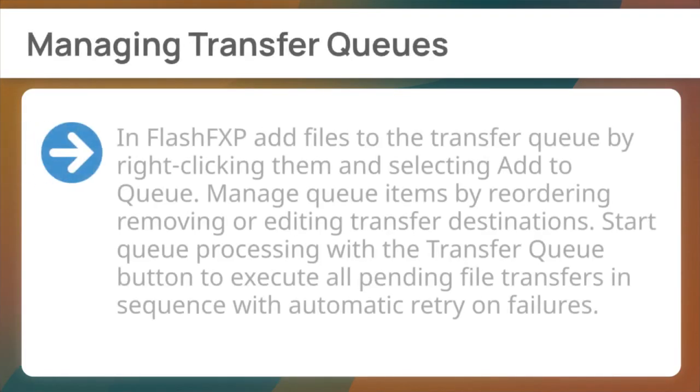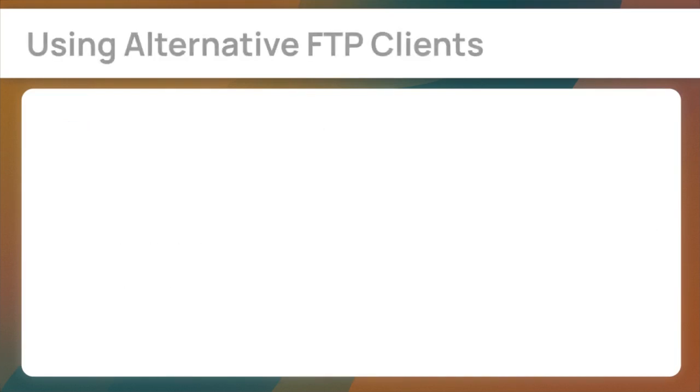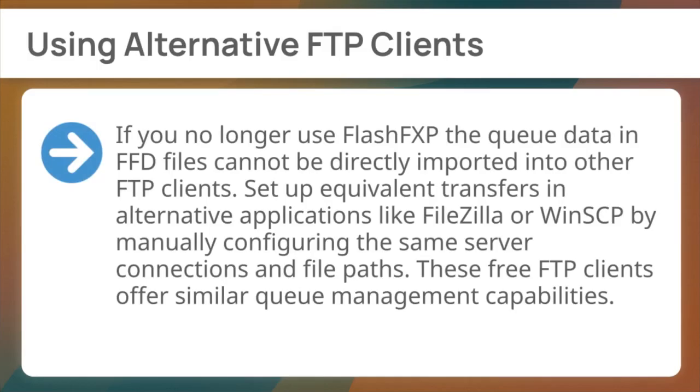Next, managing transfer queues. In FlashFXP, add files to the transfer queue by right-clicking them and selecting Add to Queue. Manage queue items by reordering, removing, or editing transfer destinations. Start queue processing with the Transfer Queue button to execute all pending file transfers in sequence with automatic retry on failures.